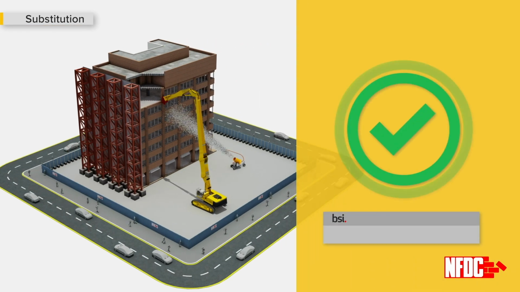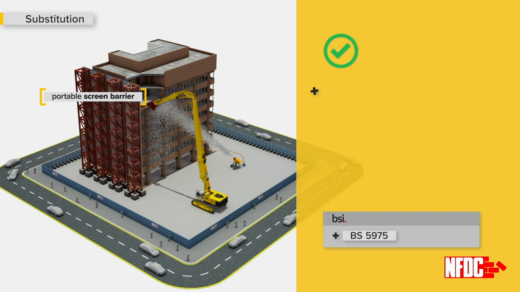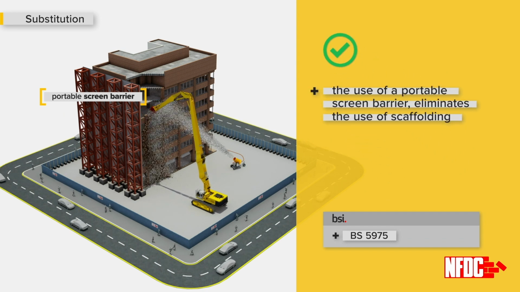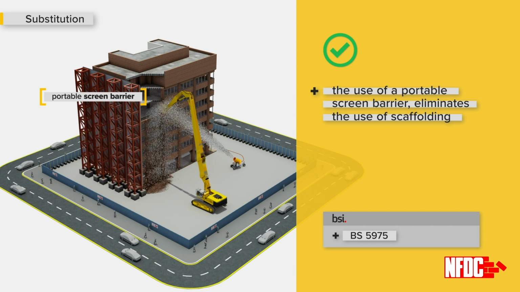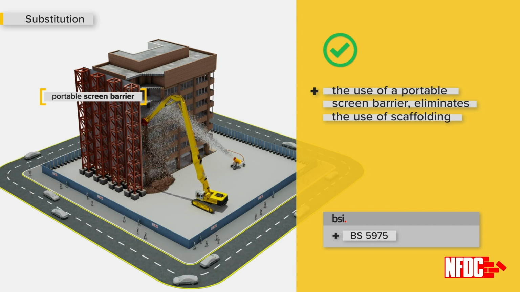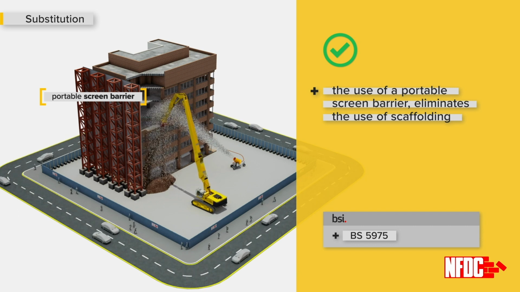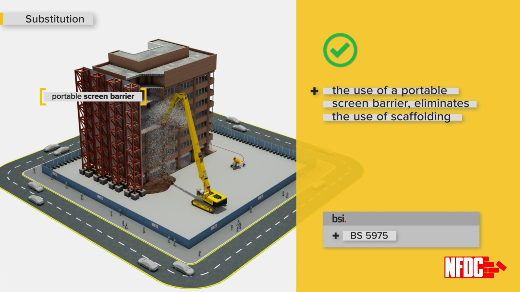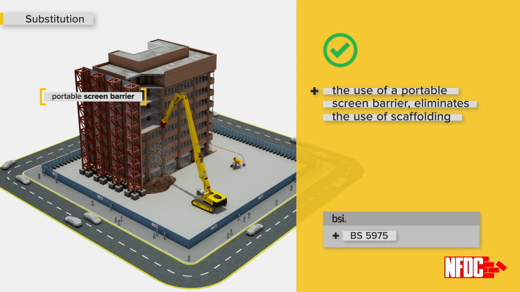Alternative methods may include the use of portable screen barriers, custom-designed screens transported in sections and bolted together, providing a freestanding shield that is not directly attached to the building. The screen must be designed, erected and dismantled in accordance with British standards and site-specific RAMs.